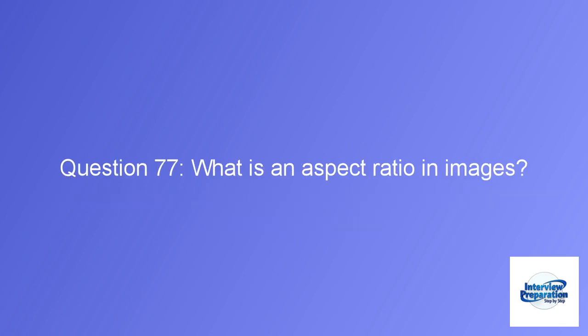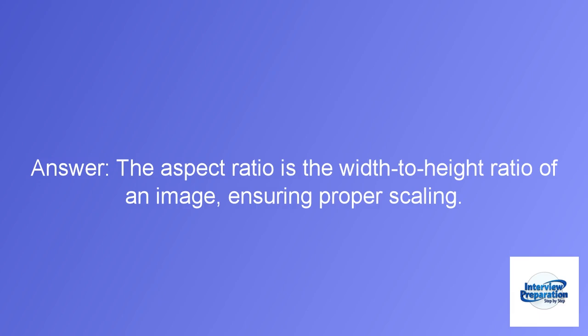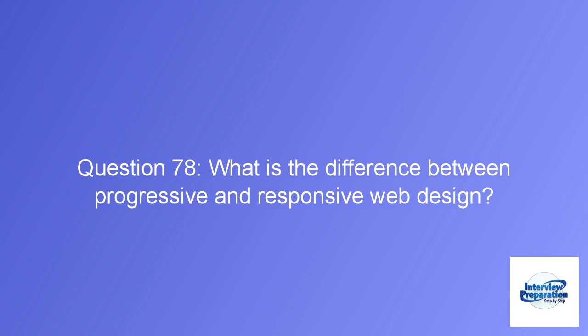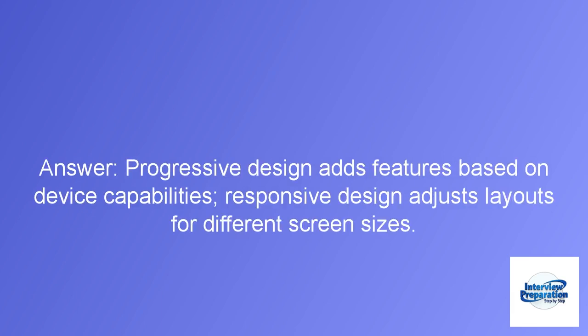Question 77. What is an aspect ratio in images? Answer. The aspect ratio is the width-to-height ratio of an image, ensuring proper scaling. Question 78. What is the difference between progressive and responsive web design? Answer. Progressive design adds features based on device capabilities. Responsive design adjusts layouts for different screen sizes.